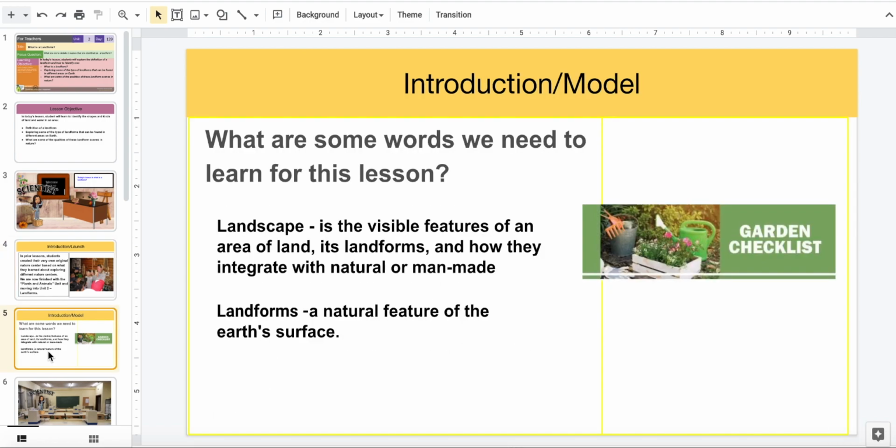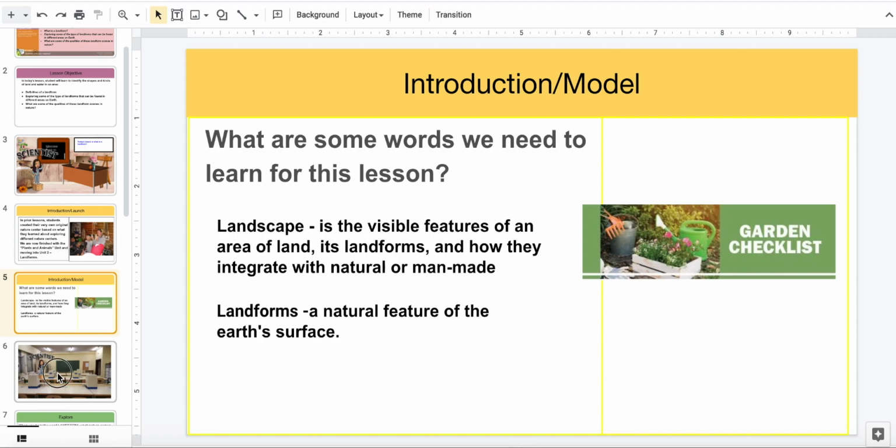Let's introduce some words we need to learn for this lesson. Landscape, it's the visible features of an area of land. It's landforms and how they integrate with natural or man-made. Landform is a natural feature of the Earth's surface.